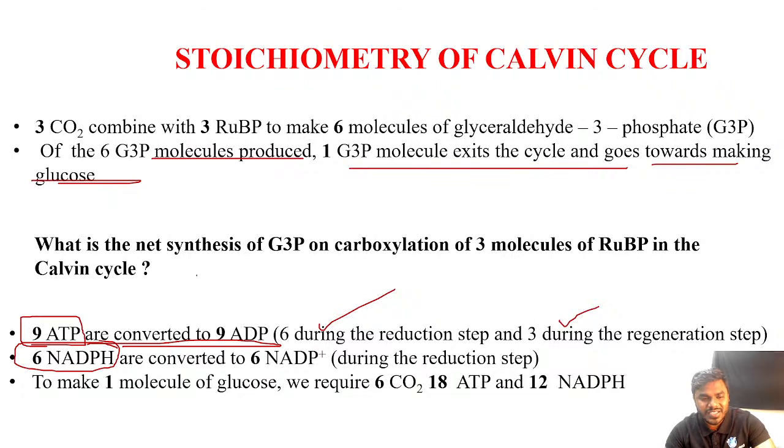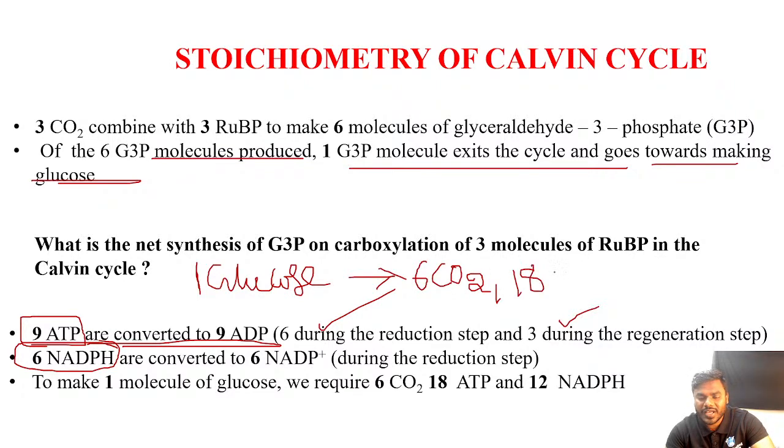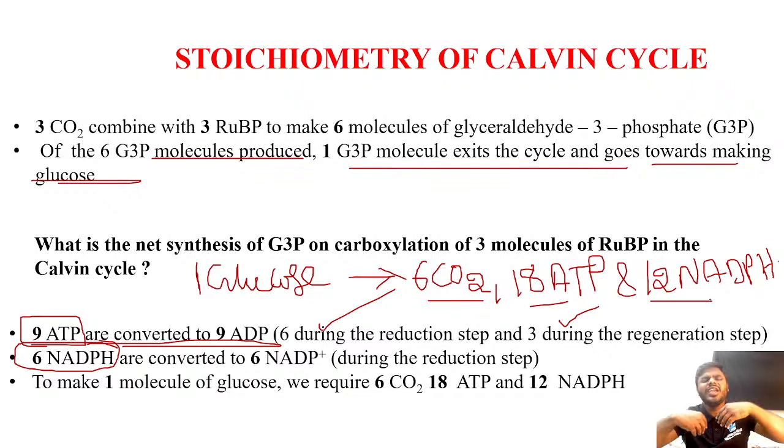So I am summarizing, friends, to make one molecule of glucose. If you remember it for one molecule, you can calculate whatever they may ask. To produce one molecule of glucose, we require 6 molecules of carbon dioxide, 18 molecules of ATP, and 12 molecules of NADPH. Once again, everyone, to produce one glucose: 6 carbon dioxide, 18 ATP, 12 NADPH. Into whatever number they may ask, you can easily multiply it.